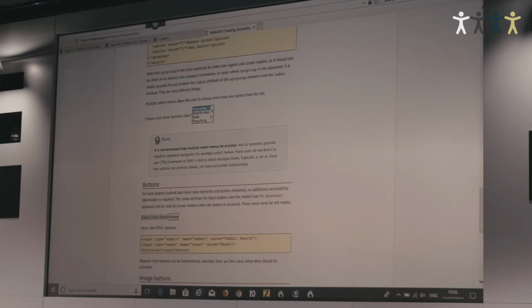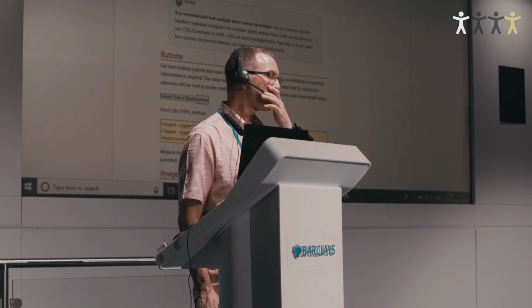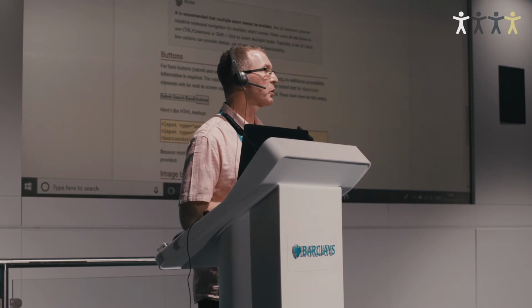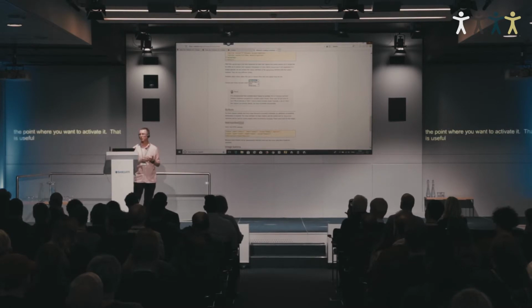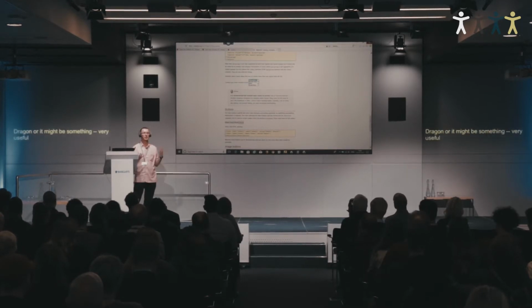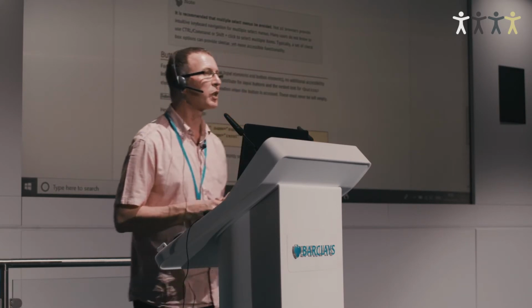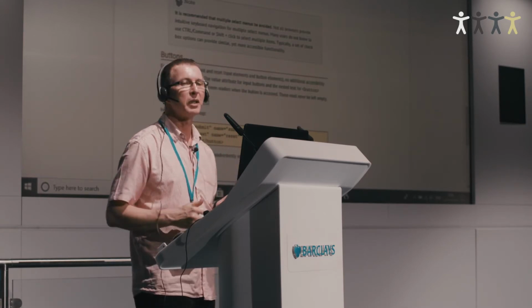Go to sleep. So the mouse grid shows a grid of 9 boxes on the screen. You can select numbers 1 to 9, and it will then focus in on the screen until you get to the point where you want to activate it. That's useful for something like this where it's not coded necessarily right to work with Dragon, or it might be very useful for things like a media player control, which hasn't been given a proper accessible name. If something doesn't have a correct name, it just has a sort of icon or something like that, but it hasn't got a text name behind it, then Dragon can't recognize what it's called. So you have to use a technique like this to do it.